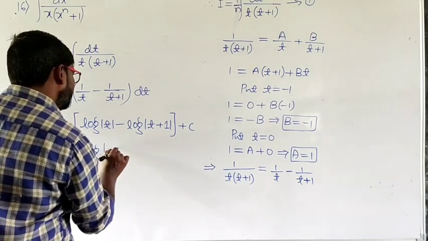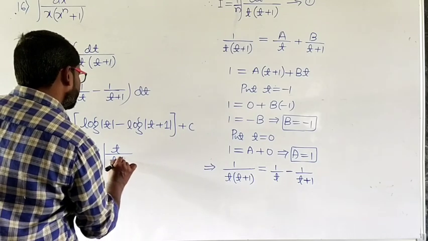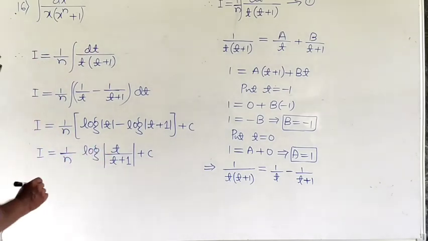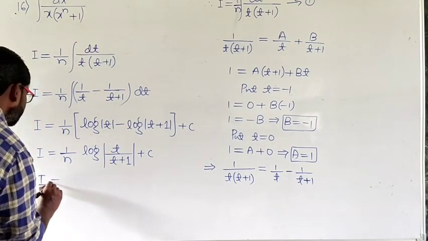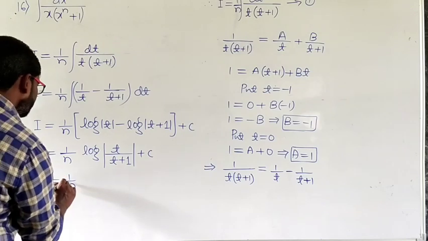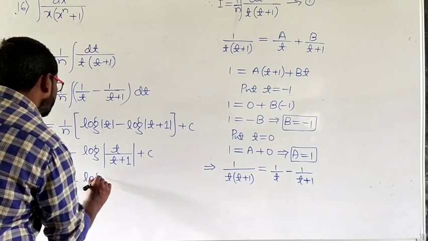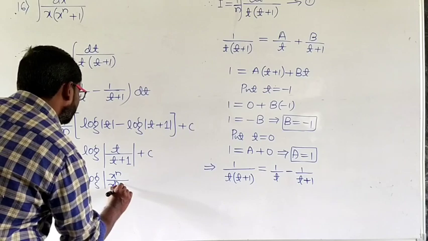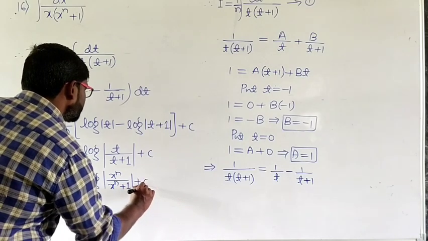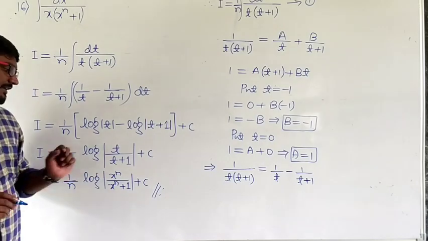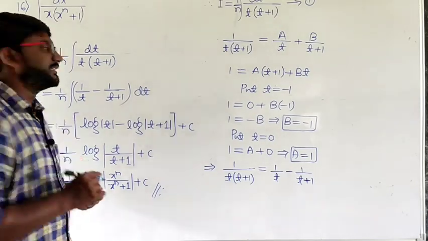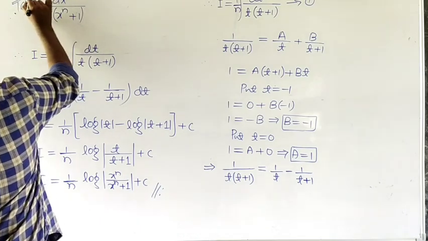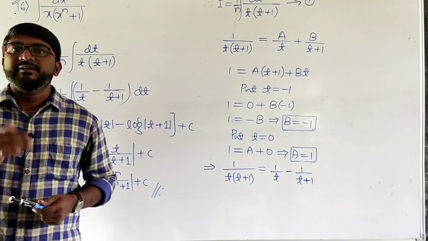So mod t divided by t plus 1 plus c. So let us replace t now. Therefore the final answer will be I which is equals to 1 by n log t is going to be x to the power n divided by x to the power n plus 1 plus c. So this is the final answer for the 16th problem. So mark this as very important for 3 marks. So on this exercise, any one question will be given for your annual exam.